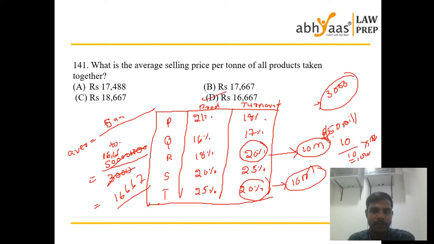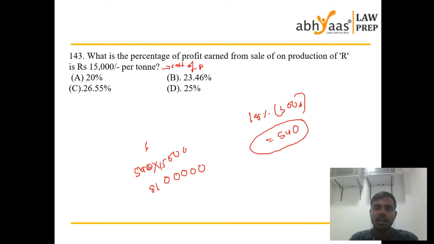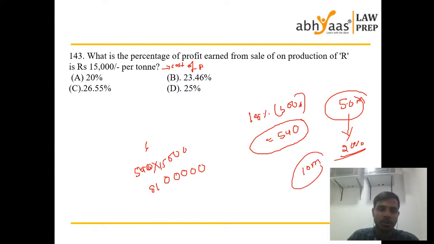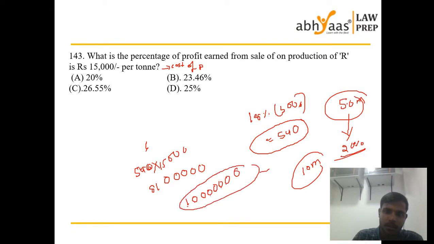Now, if you see for R, its turnover is 20% of the total turnover. Total turnover is given as 50 million. In this 50 million, the turnover of R is 20%. So I will calculate the 20% of 50 million, which is 10 million. 10 million is simply 1 crore. Now this is the total turnover and this is your cost of production.